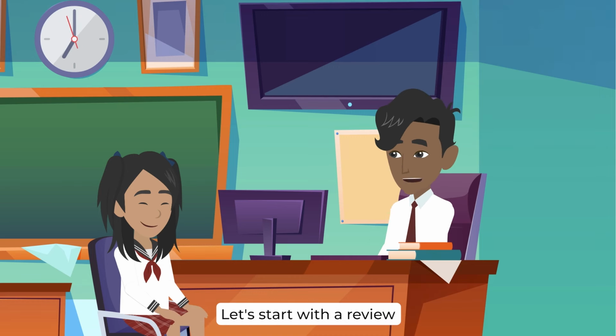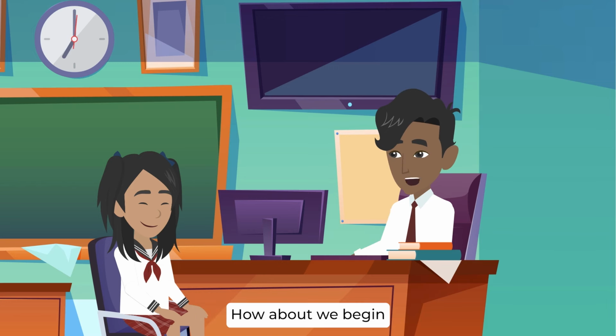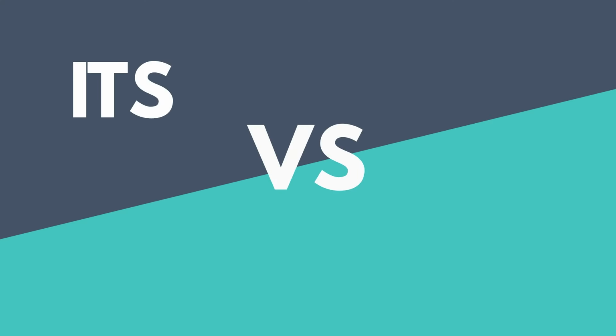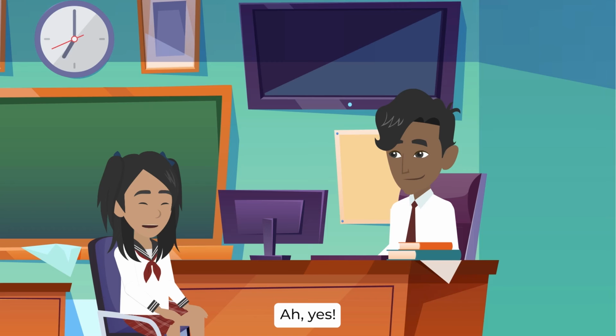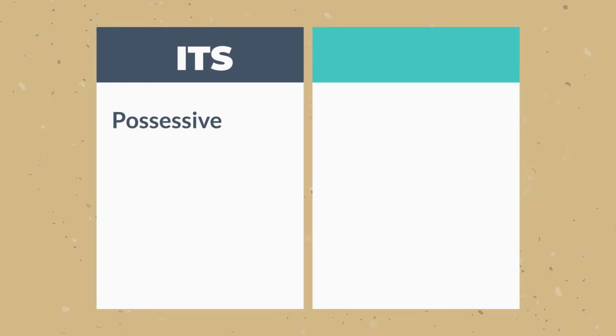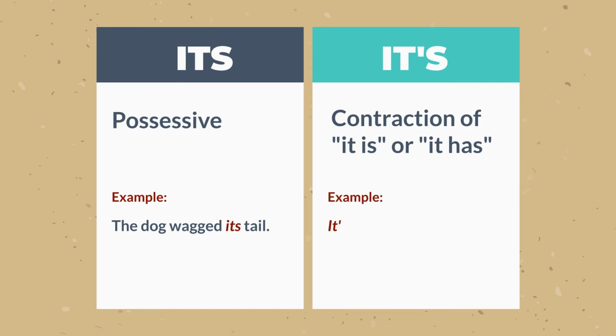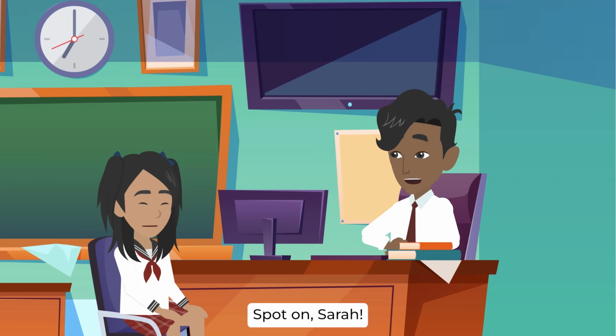Fantastic. Let's start with a review of some common mistakes that learners often encounter. How about we begin with the differences between it's and its? Yes. Can you explain what's the difference between the two? Its is possessive, like the dog wagged its tail, while it's is a contraction of it is or it has. So, it's raining means it is raining. Am I right? Spot on, Sarah.